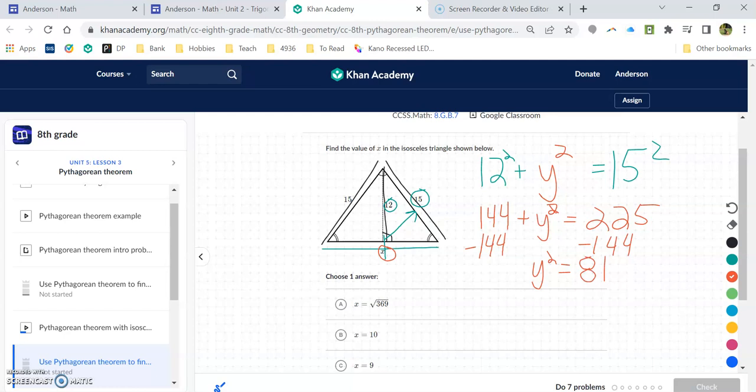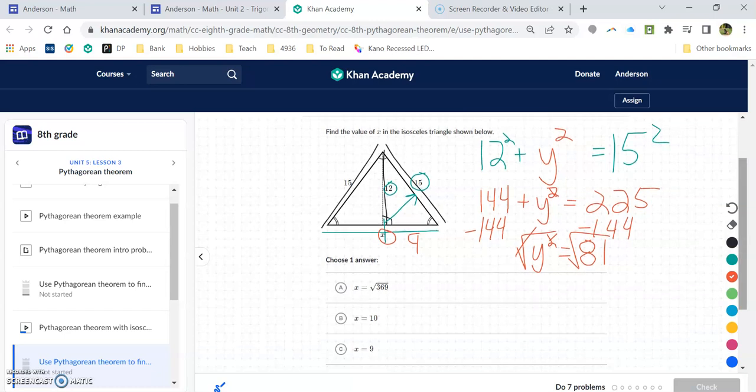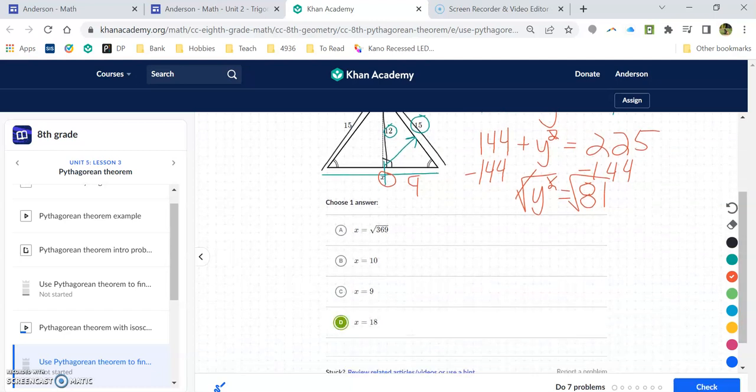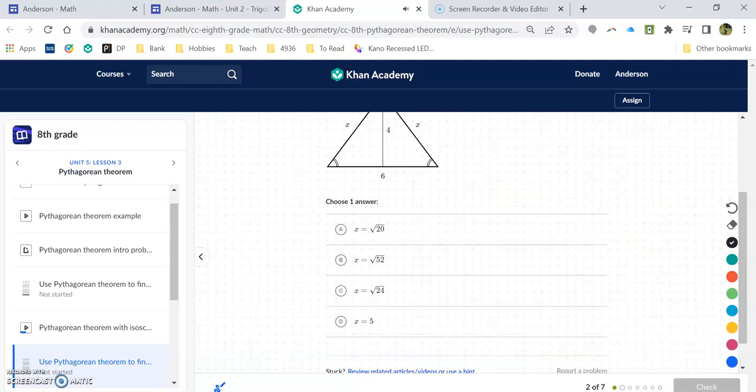All right, square root both sides. The square and square root drop out. Square root of 81 is 9. Remember, we just discovered half. Okay, so 9 plus 9 is 18, which I'm assuming is our D option, 18. Okay, let's see here.